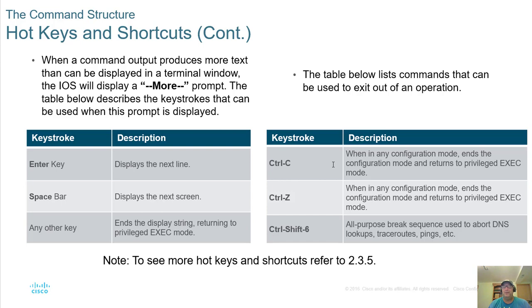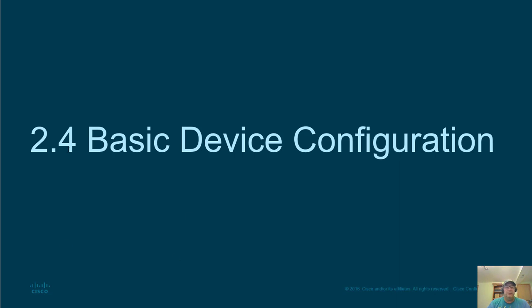So if your router's doing something, maybe you put in a debug command, which we haven't talked about, and you try Control C and it doesn't work, do Control and Shift and 6 all at the same time. So Control and Shift and 6, all three. It's like a chord to make it stop doing whatever it's doing. Okay, so that's kind of a cool command. Let's do 2.4 and then we'll take a break and then we'll do the next video.